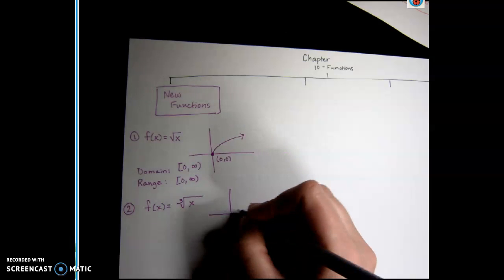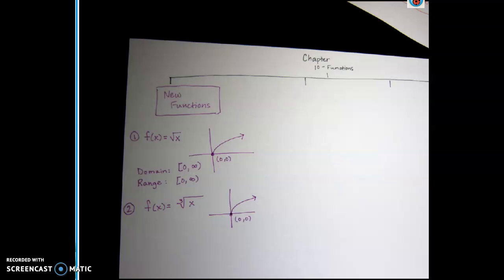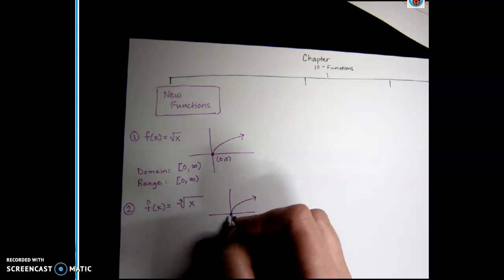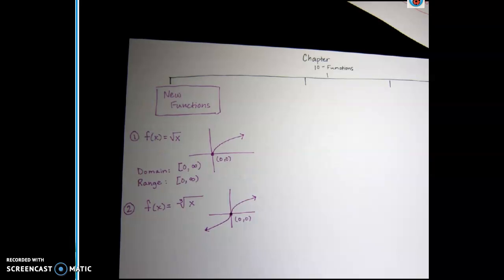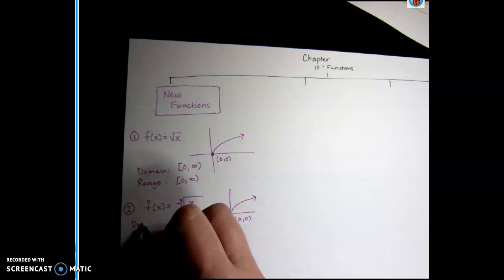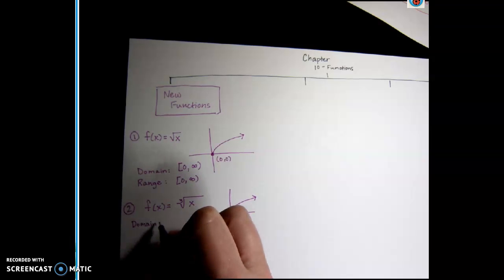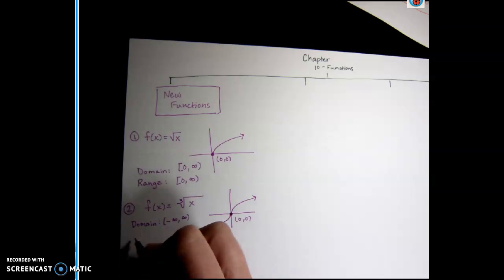0, 0 is called an inflection point for that graph. You don't need to know that, but that's what it's called. The cube root function increases up to infinity, and then it also goes down to negative infinity in that direction. It has that curved lightning shape that we talked about. The domain, because you can have negative numbers in the cube root function, the domain is all real numbers, and the range is also all real numbers.